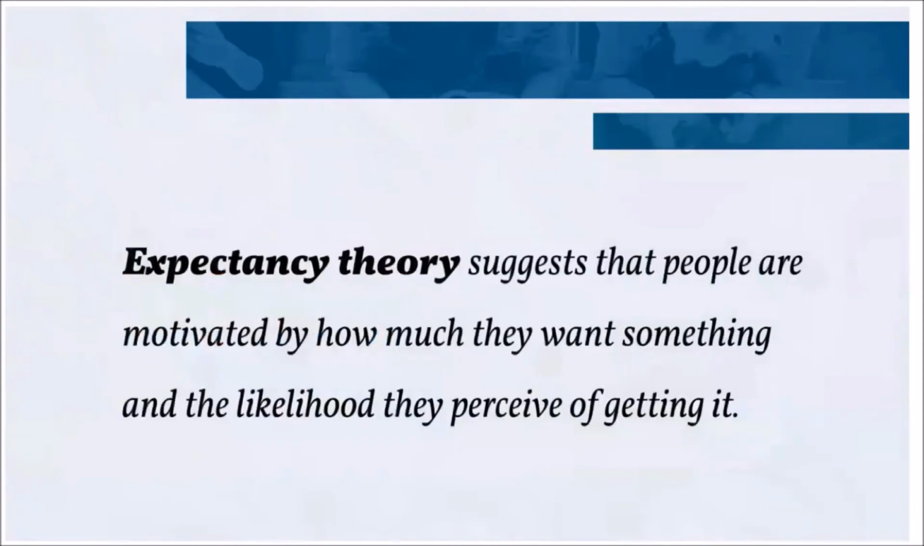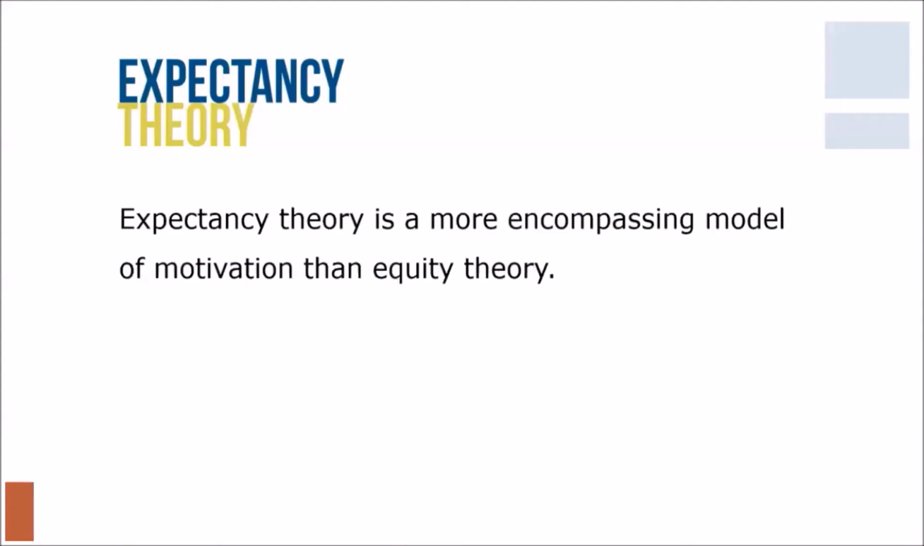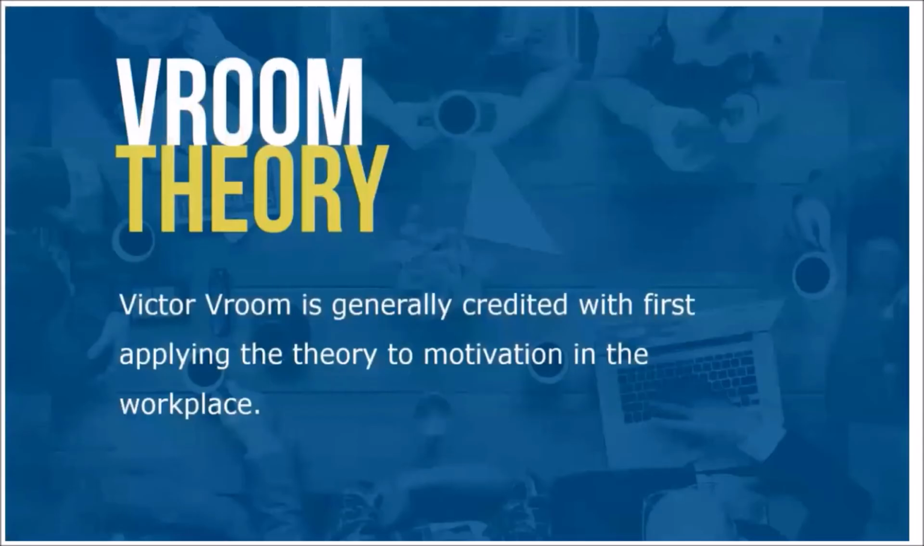Expectancy theory suggests that people are motivated by how much they want something and the likelihood they perceive of getting it. Expectancy theory is a more encompassing model of motivation than equity theory. Over the years since its original formulation, the theory's scope and complexity have continued to grow. Victor Vroom is generally credited with first applying the theory of motivation to the workplace. The theory attempts to determine how individuals choose among alternative behaviors.